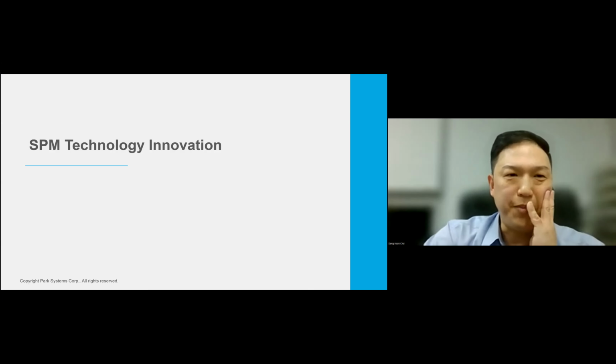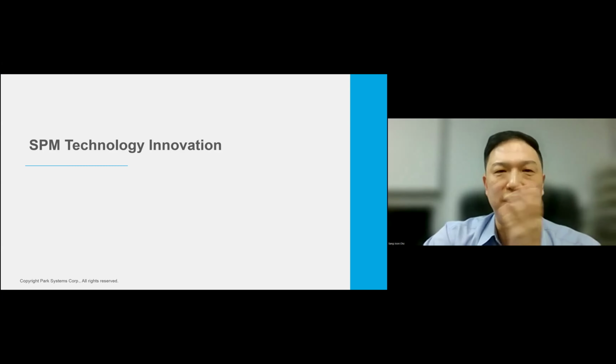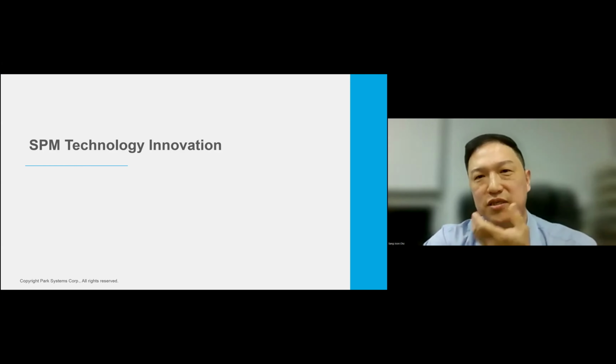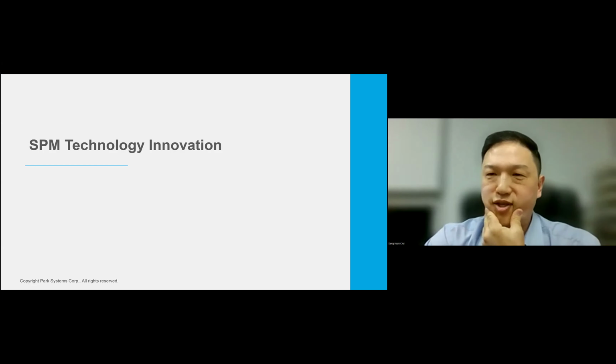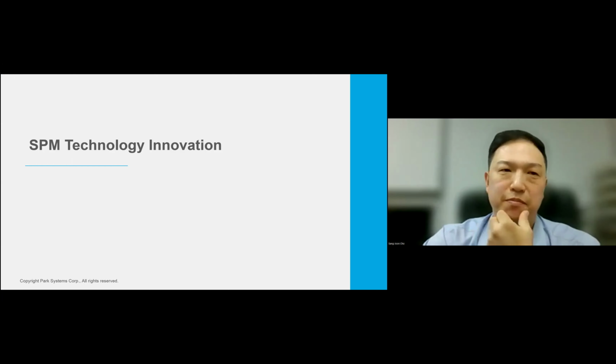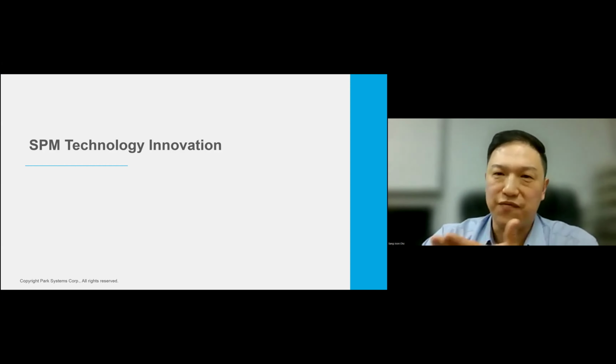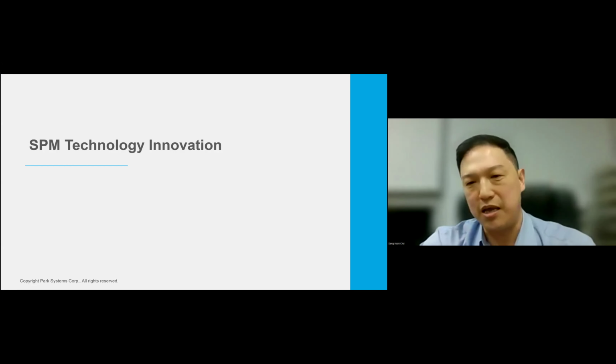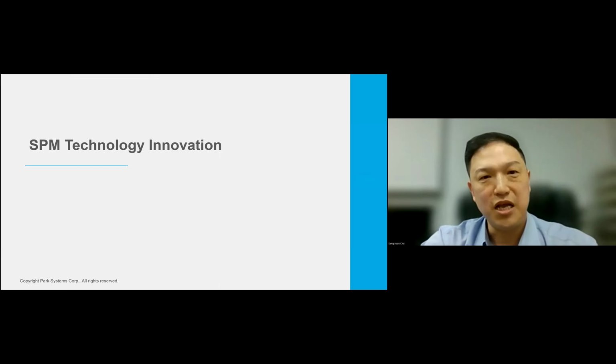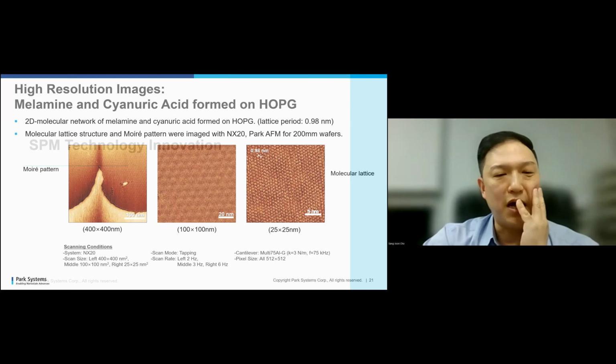SPM technology has greatly influenced nanotechnology and research on new materials. Until now, research on developing SPM technology itself has been more active than research utilizing SPM technologies. But in the near future, I expect more effort to utilize SPM technology, including its use in industry and material science. So this is an example.